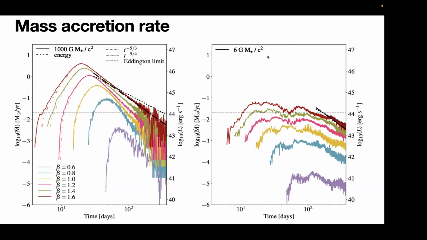So to see how much material that actually falls back towards the pericenter ends up inside the black hole, we also calculated the material that enters 6 GM over c squared, shown on the right hand side. As you can see, it's much lower than what we predicted from the mass fallback rate, showing that most of the material actually ends up in these reprocessing outflows that we saw in the simulations.